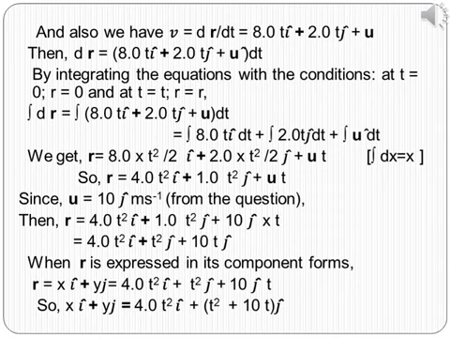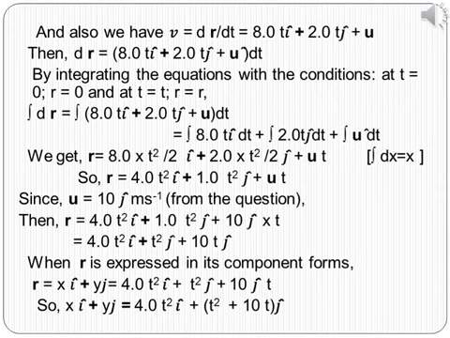Since u is equal to 10 j cap meter per second from the question, then r is equal to 4t square i cap plus 1 t square j cap plus 10 j cap into t, which is equal to 4t square i cap plus t square j cap plus 10t j cap. When r is expressed in terms of its component form, r is equal to x i cap plus y j cap, which is equal to 4t square i cap plus t square j cap plus 10 j cap t.